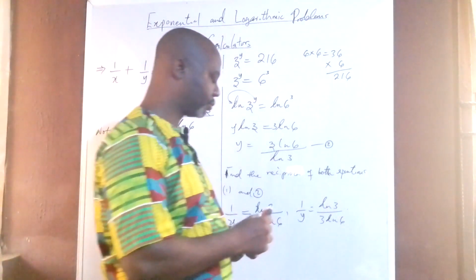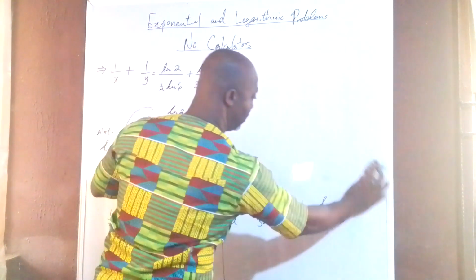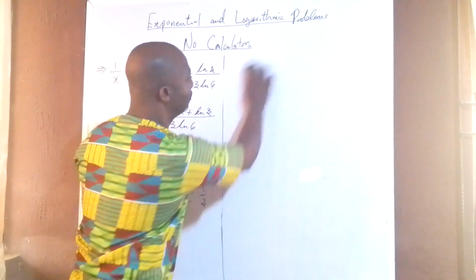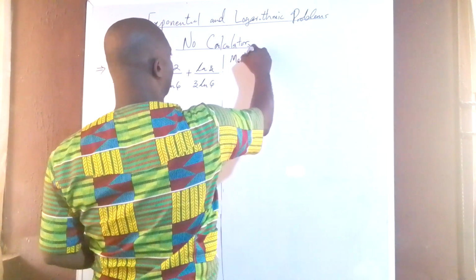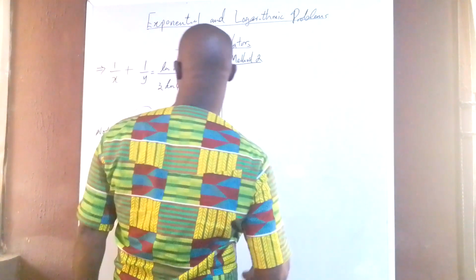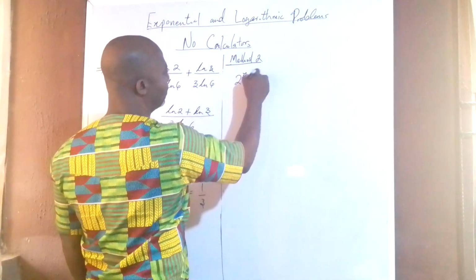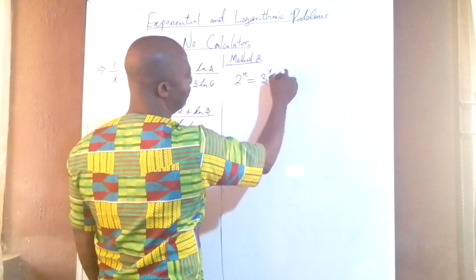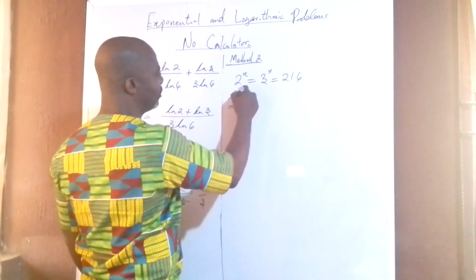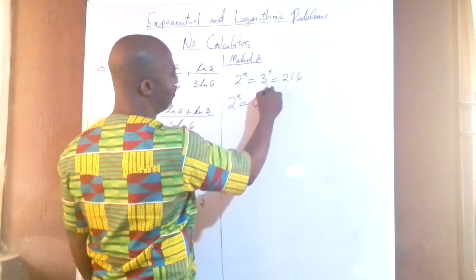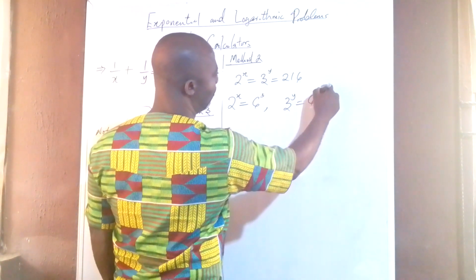Then for method 2, what we will do is go back to 2 to the power of x equal to 3 to the power of y equal to 216. So we're going to get our equations 1 and 2. So 2 to the power of x equals 6 to the power of 3. And then, of course, 3 to the power of y will be equal to 6 to the power of 3.